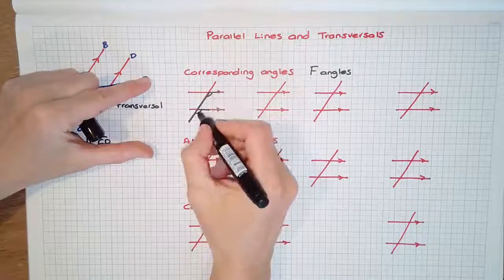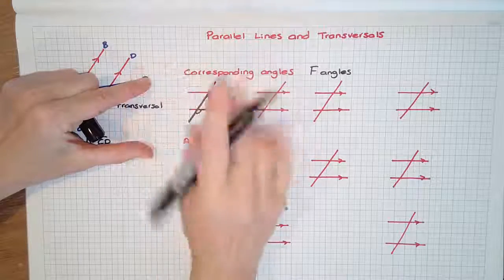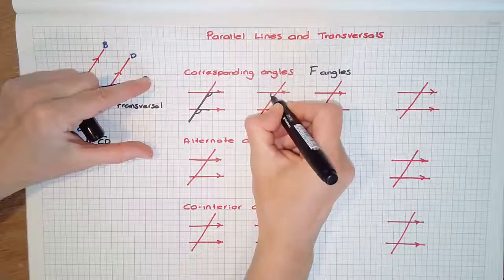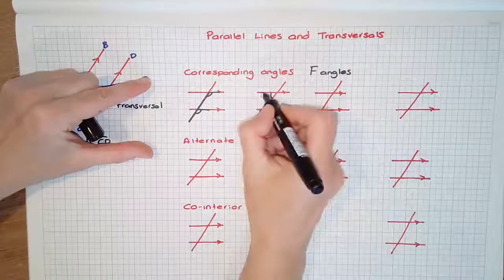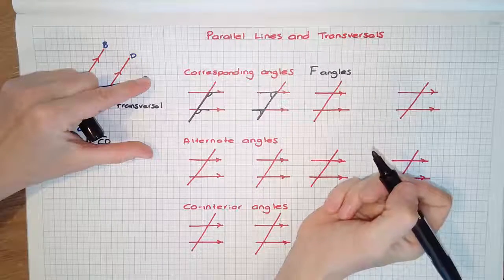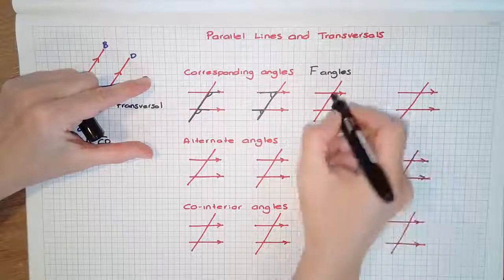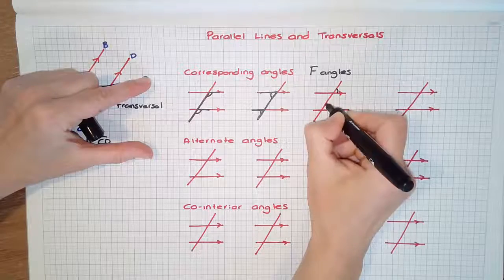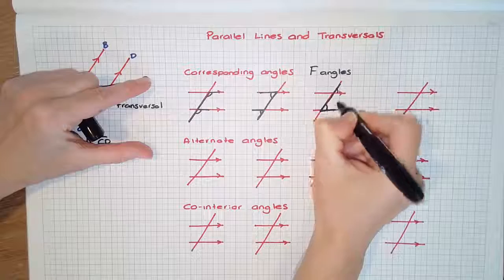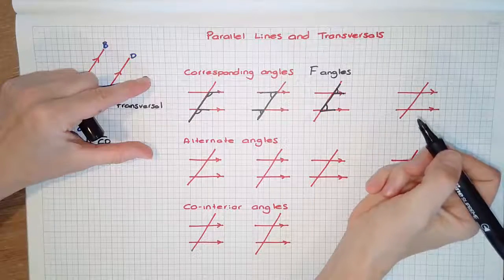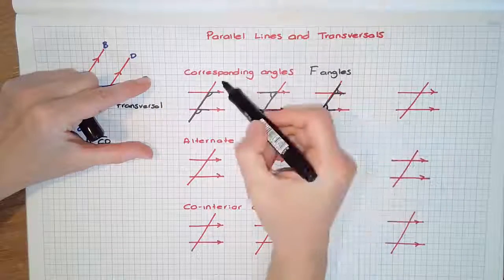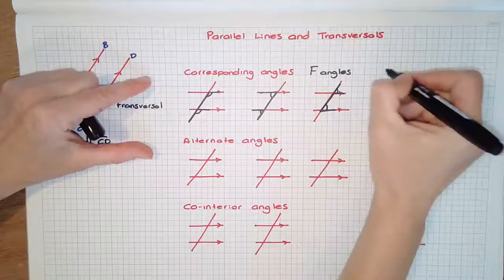Now the F doesn't necessarily have to be in that form. The F could be back to front. For instance, this angle and this angle are corresponding, because I can do a reverse F. We can even do upside down Fs. This angle here and this angle here are corresponding. I can draw an F around the angles. If two lines are parallel, the corresponding angles are equal.